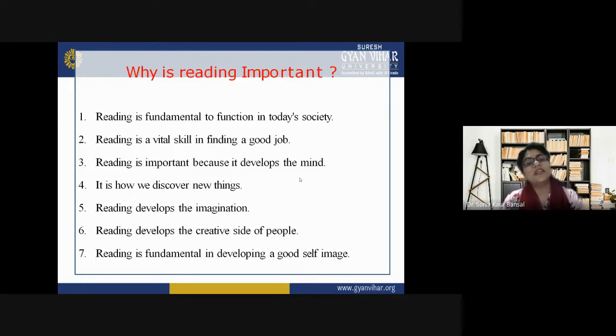Moreover, reading develops the imagination, students. When we read a story book, you must have seen the child is lost in his own world when you are narrating him or her a story. So this is how imagination builds up, and this is really very important for good personality development. Imagination must be very strong in children, because on the basis of imagination they do a lot of things. They do their work, they do their assignments, they play, they answer on the basis of those things. So that's why reading is so important.